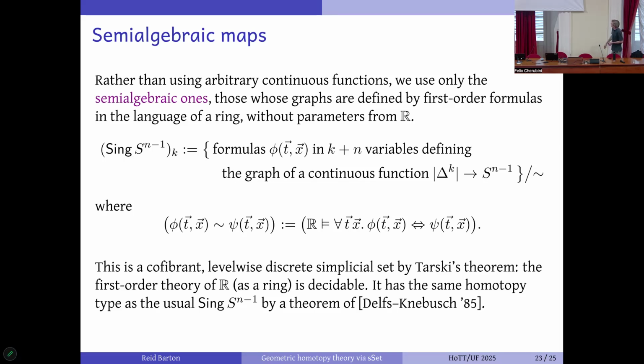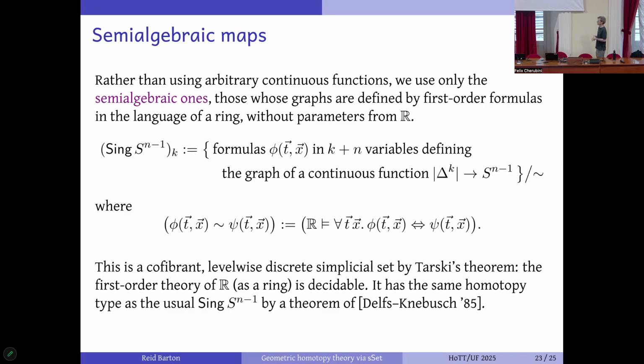And now I'm going to define the k-simplices of the Sing of S^(n-1), not in terms of actual functions, but in terms of the formulas that define the graphs of the functions. So instead of looking for an actual continuous function from the topological k-simplex into the topological (n-1)-sphere, I'm going to ask for a formula in k plus n variables that defines the graph of something that's supposed to be a continuous function.